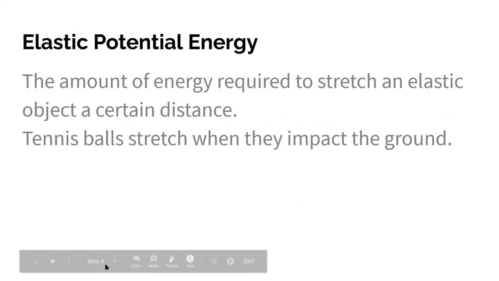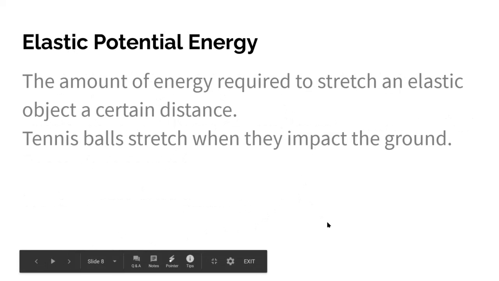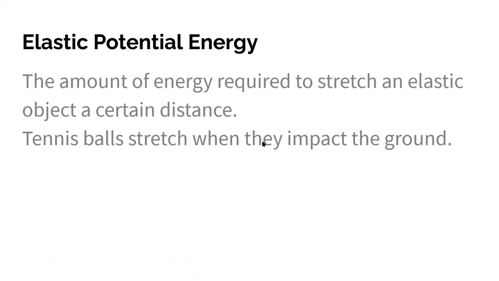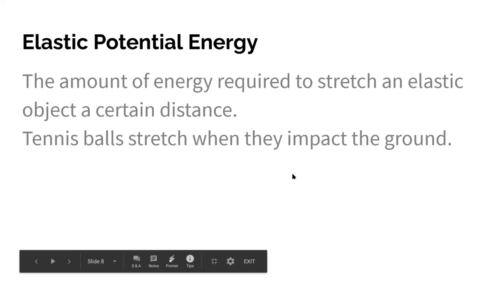Last but not... Maybe this one's last? No, not last. Not last and not least, elastic potential energy. Now, elastic potential energy is the amount of energy required to stretch an elastic object a certain distance. For example, it requires a certain amount of energy to stretch a tennis ball when it impacts the ground. And, of course, exerting that energy causes it to stop. Or, in some cases, it causes it to bounce.